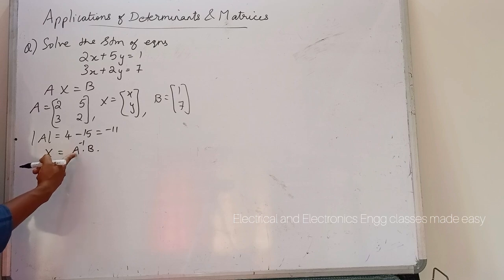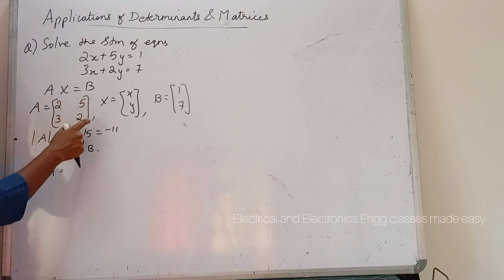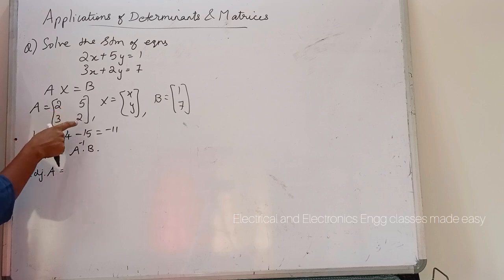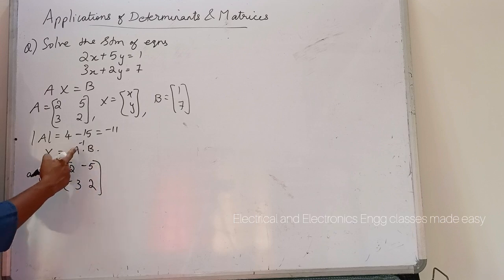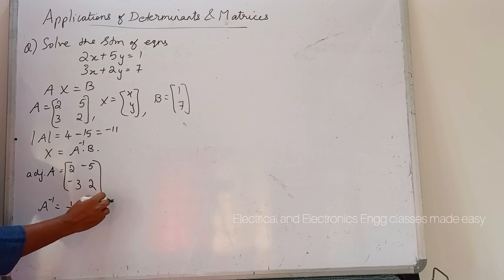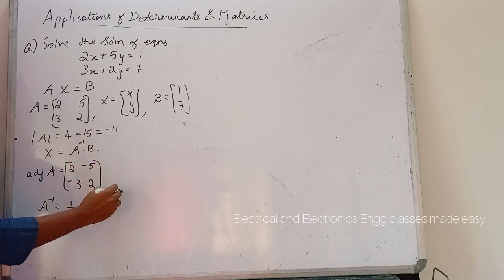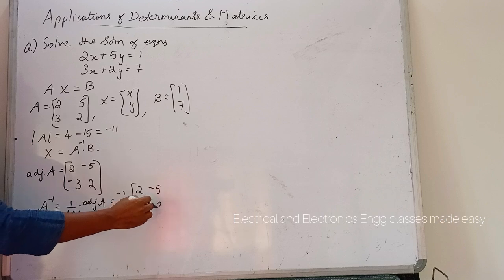So for that we have to find A inverse. Before that we have to find the adjoint of A. So what is the adjoint of A? This is a 2 by 2 matrix. So interchange the diagonal elements, so here it is 2, then change the sign of the non-diagonal elements. So this is the adjoint of A. Then what is A inverse? A inverse is equal to 1 by determinant of A into adjoint of A. And that is equal to minus 1 by 11 into [2 -5; -3 2].